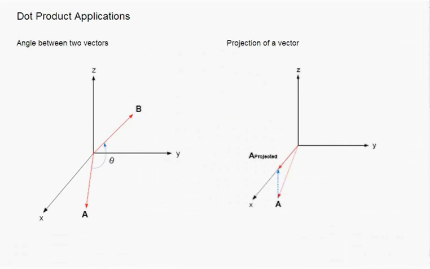This video aims to show general applications of the dot product within engineering mechanics. The main two applications of the dot product in engineering mechanics are to find the angle between two vectors and also to find the projection of one vector onto another.